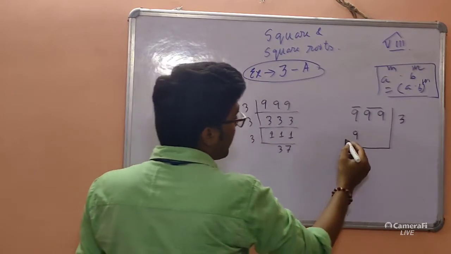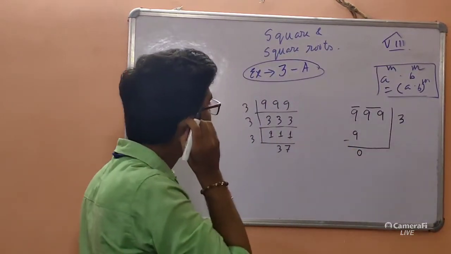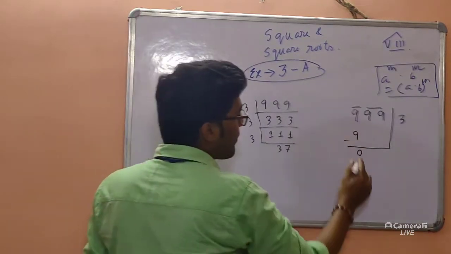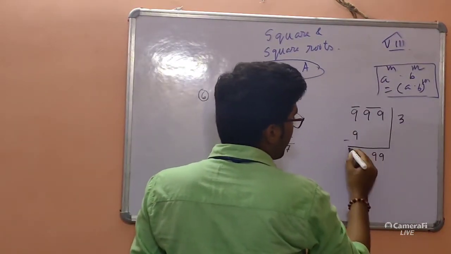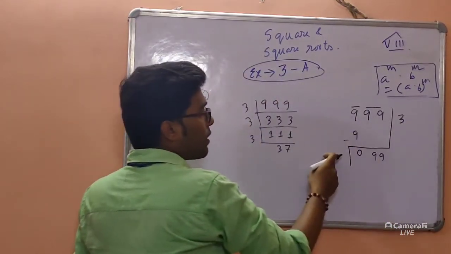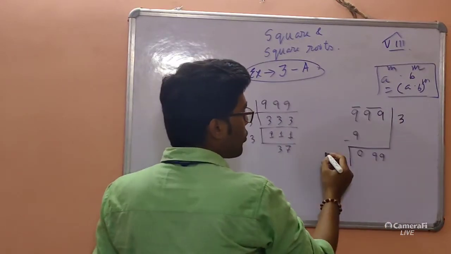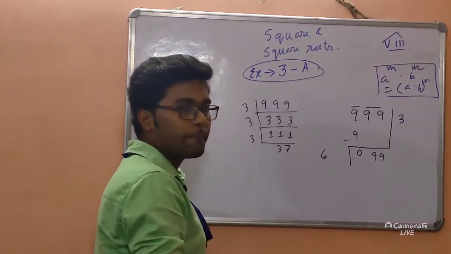So now we have to subtract. So 9 minus 9 becomes what? 0. Clear? So what we have here therefore? 99. Now here you will write whatever is here, double you will write here. So double means 3 into 2. So 3 into 2 becomes what? 6. Clear?